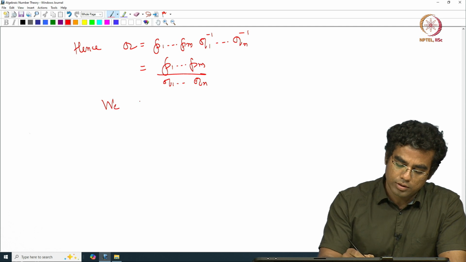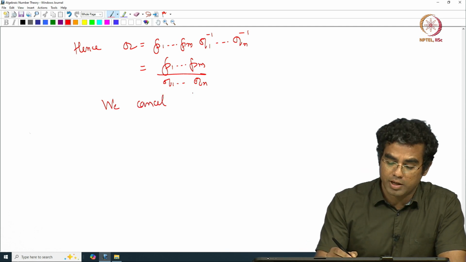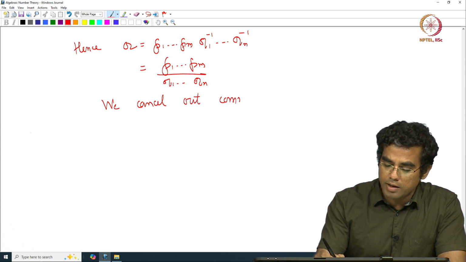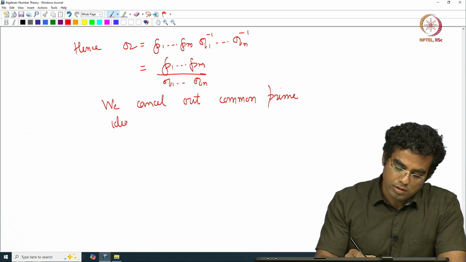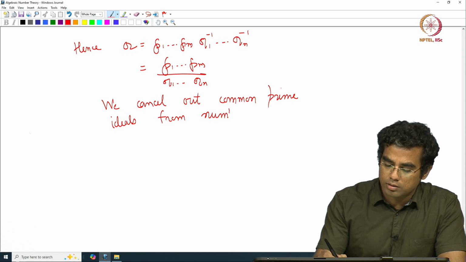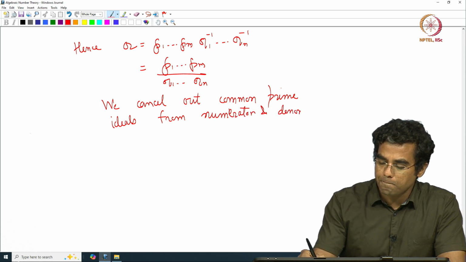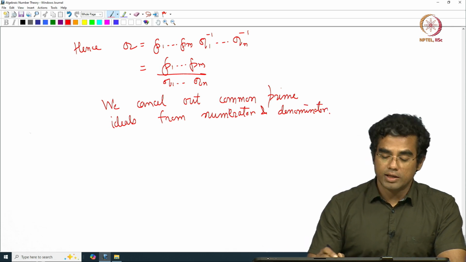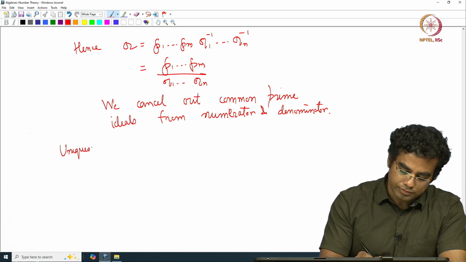So, we cancel out common primes from numerator and denominator, right, because we know how to multiply by inverses of prime ideals. Right, and so that gives the factorization. We still need to prove uniqueness.